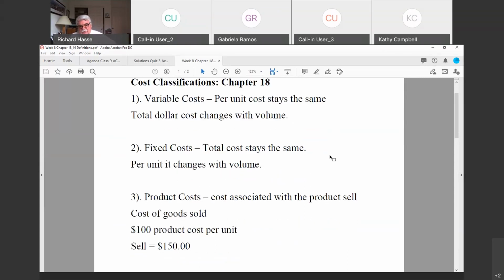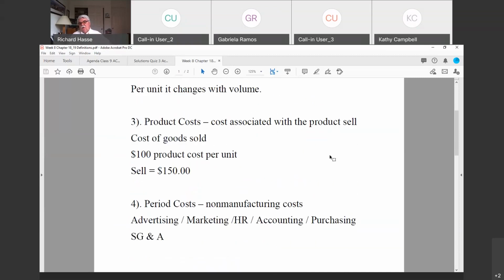Also, we have another definition within that chapter of product and period costs. A product cost is what it costs us to manufacture the good. Sometimes we call that the cost of goods sold. It becomes a cost of goods sold when we sell it. The product cost is what it takes us to produce the product and provide the service. Period costs are costs associated with non-manufacturing, not associated with producing the product, but associated with the other costs of a company: advertising, marketing, HR, accounting, purchasing, selling, general and administrative expenses. Those are the other costs of running a company.